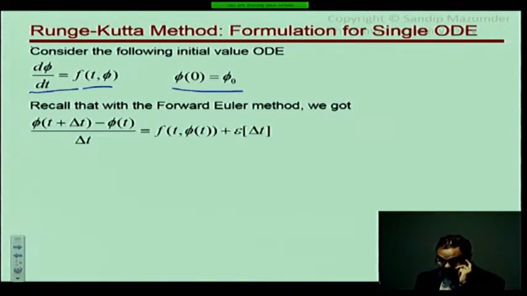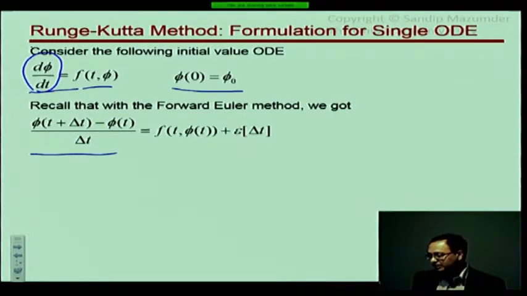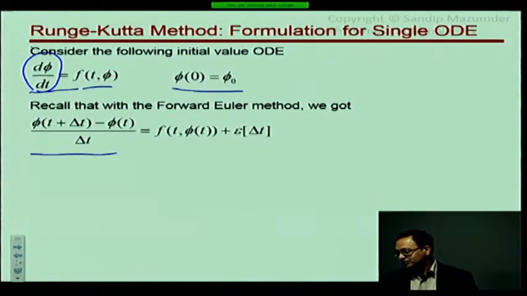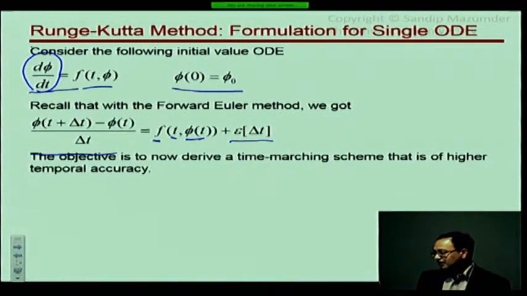Now we can apply the forward Euler method that we are familiar with, discretize the time derivative as phi at t plus delta t minus phi at t, divided by delta t, and then on the right hand side, as you can see, the function is being evaluated at time t, and in case the function is also a function of phi, phi is also evaluated at time t, which makes it an explicit method. If I were evaluating the right hand side at time t plus delta t, then it would become an implicit method. Okay, the order of the method is first order, as we know. So the objective is now to derive a time marching scheme that is of higher order accuracy.